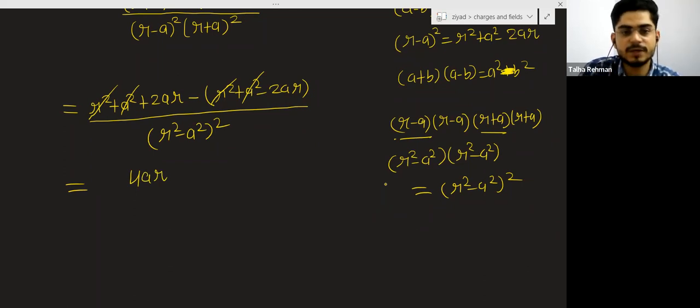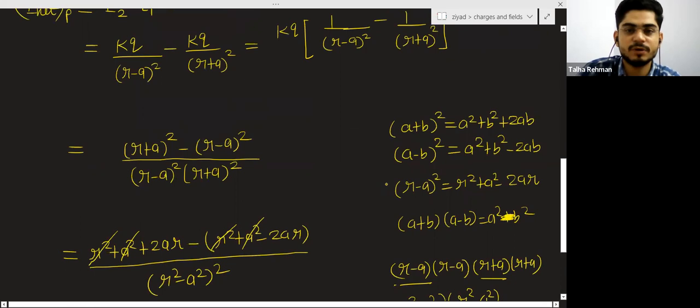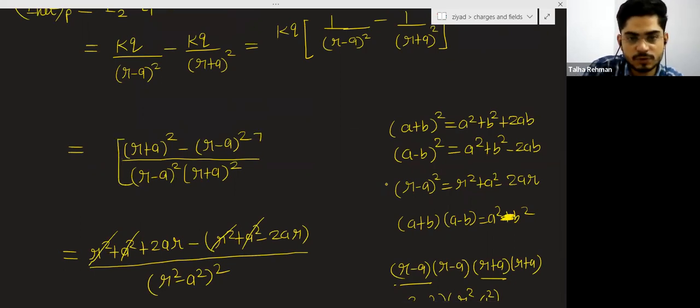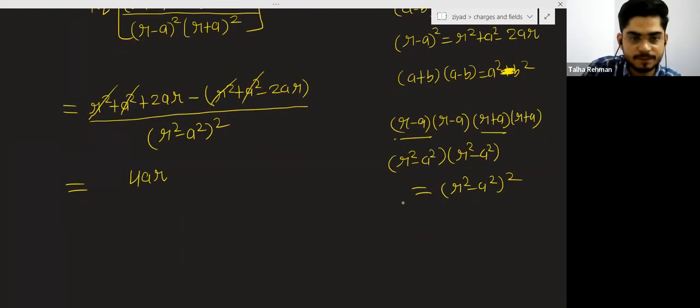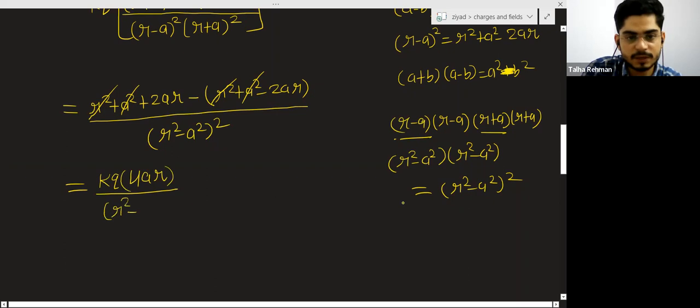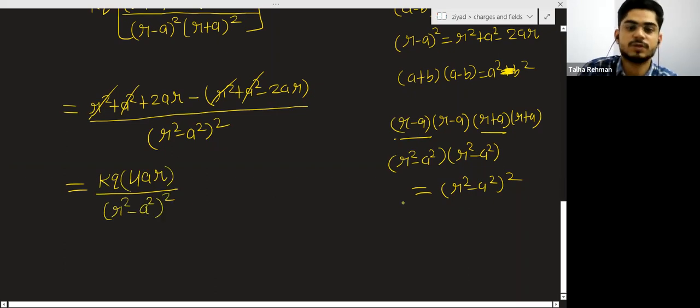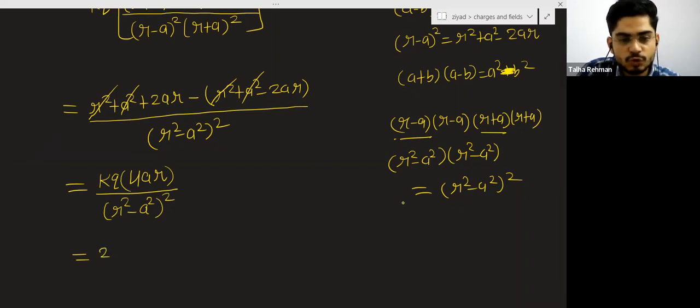4AR, and we have taken kq common also. So kq into 4AR divided by (R square minus A square) to the whole square. Just I am modifying this. I am writing it. Can I write this as 2kR, q into 2A?